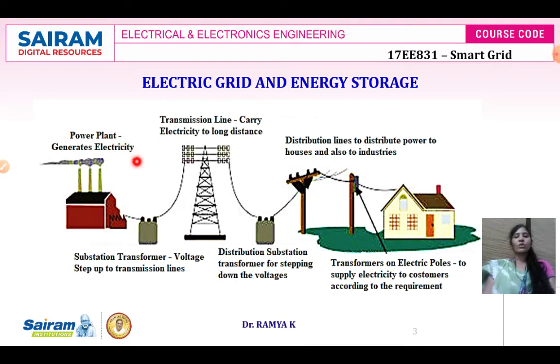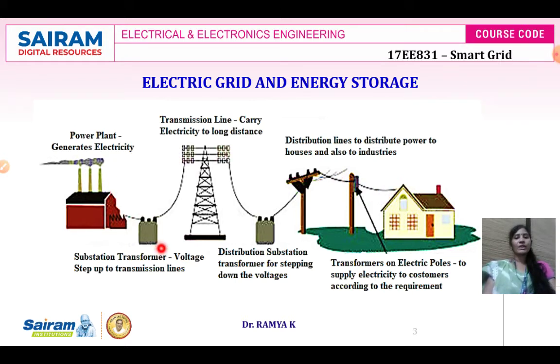Once the power is generated, it has to be transmitted to the customer. There are two types of customer: the commercial customer and the industrial customer. The commercial customer uses household appliances, whereas the industrial customer uses a power load. Here a normal load will be used. From the power plant, you cannot supply power directly to the commercial load.